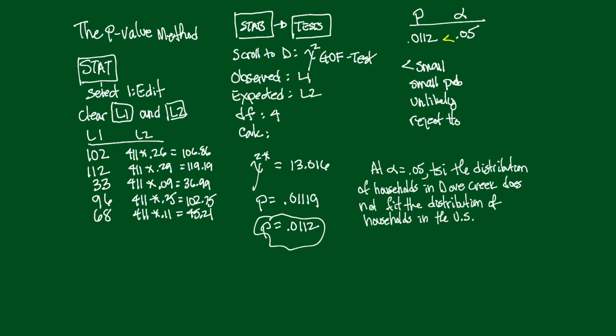And then I'll just state my conclusion here, same as we did before. At alpha equals 0.05, this sample indicates the distribution of households in Dove Creek does not fit the distribution of households in the U.S.